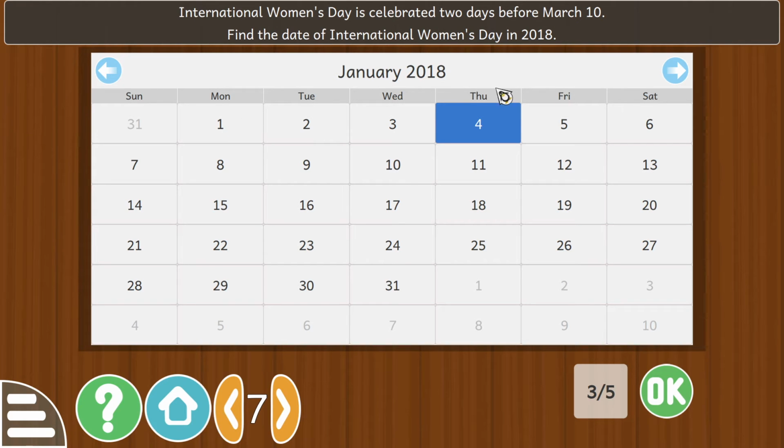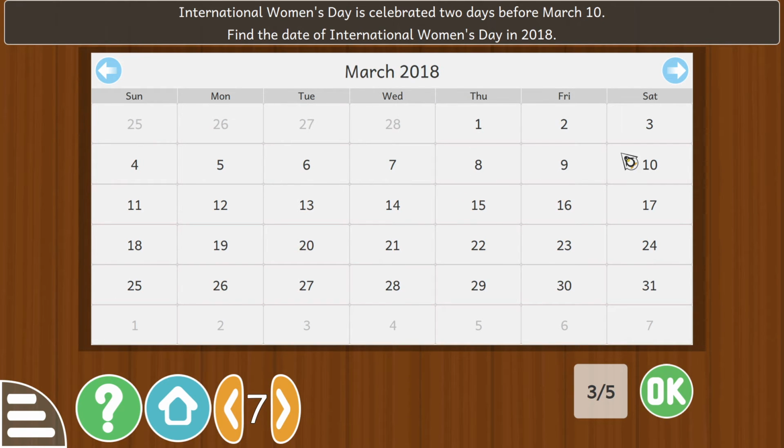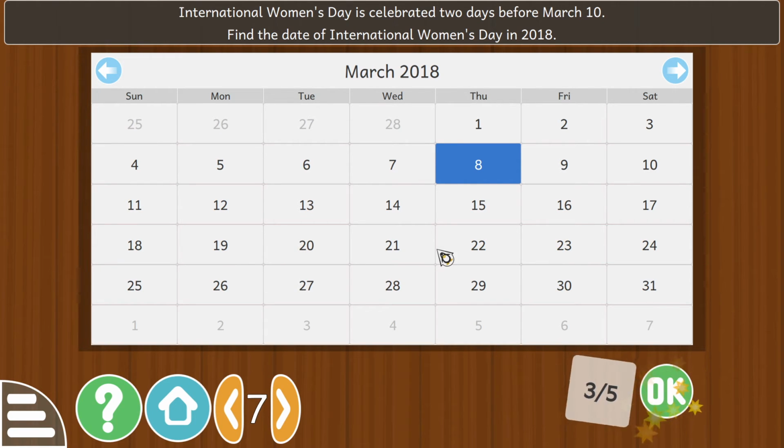International Women's Day is celebrated 2 days before March 10th. Find the date of International Women's Day in 2018. So March 10th, and 2 days before it, Thursday the 8th.